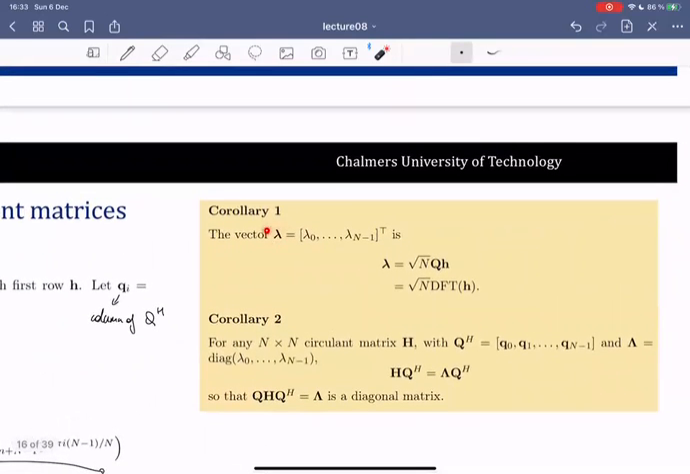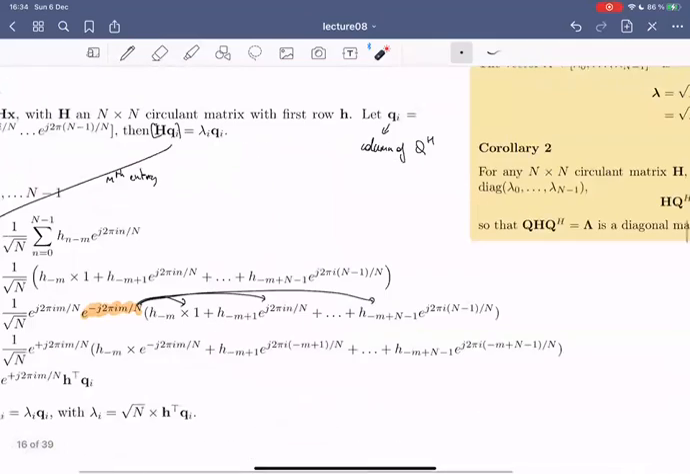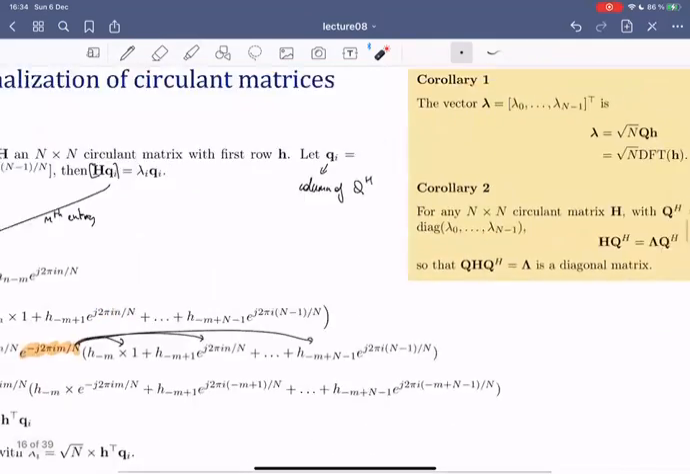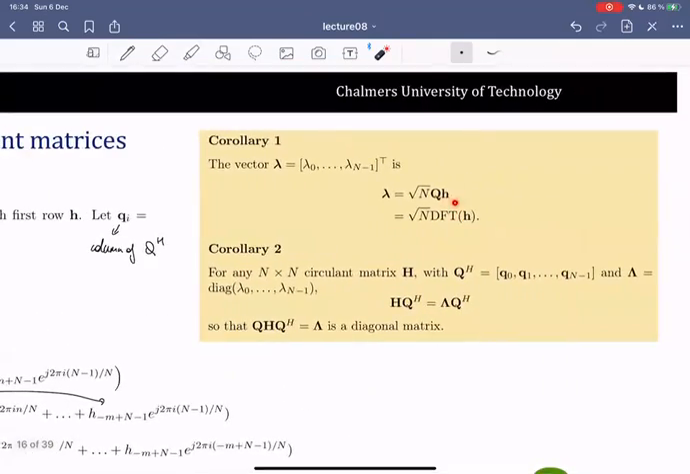First of all, if we stack all these eigenvalues in a vector, then of course this has to hold. So lambda is square root of n q times h because of this relationship. And of course q times h is the DFT of h. So this vector of eigenvalues is square root of n times the Fourier transform of the original channel. So that's one outcome from the theorem.